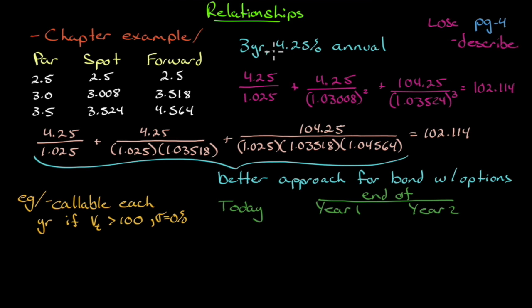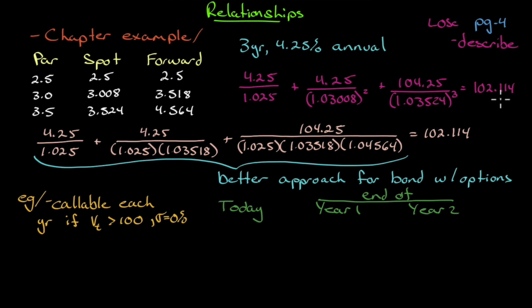So let's take a 3-year 4.25% annual bond. This is an option-free bond. Let's use that as our baseline straight bond. How would we find the value of this bond? Well, we know our cash flows, if it's a 3-year 4.25, are 4.25, 4.25, and 104.25, and we would discount each one by its appropriate spot rate: 2.5, 3.008, and 3.524.